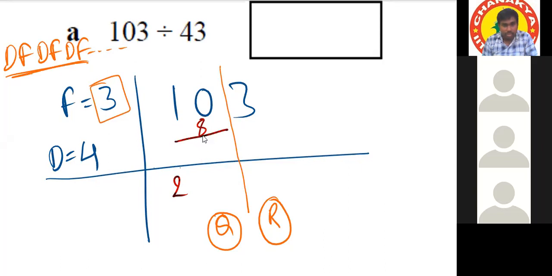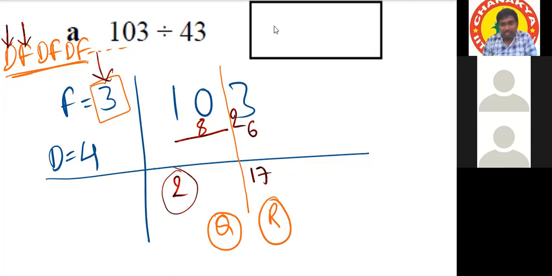But write this 2 before the next digit 2 and consider this number as 23. Now this number is 23. After the divisor is over, then we have to do flag multiplication. So multiply this 2 with the flag. 2 threes are 6. 23 minus 6 is 17. 17 is the remainder. So the answer for this question is 2 with a remainder of 17.